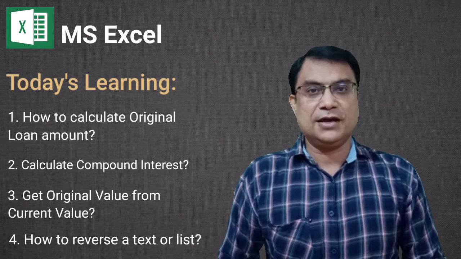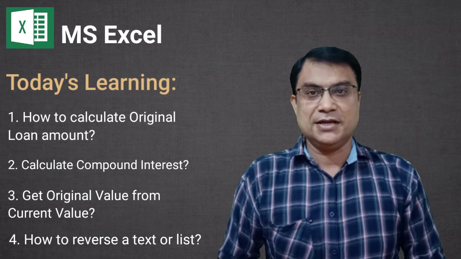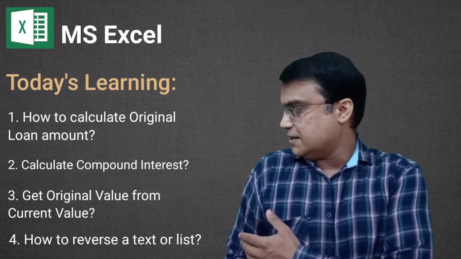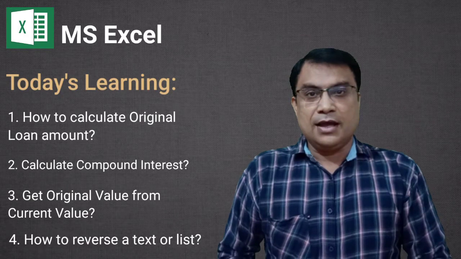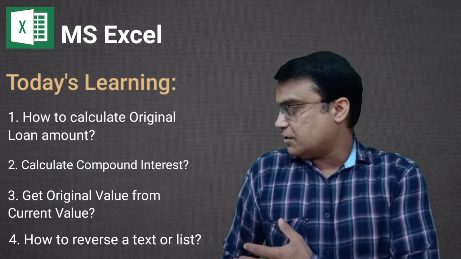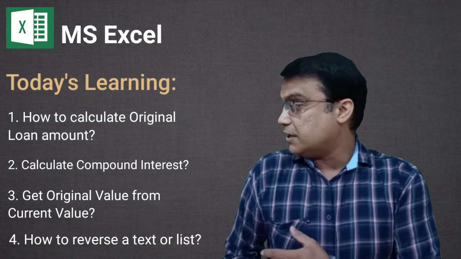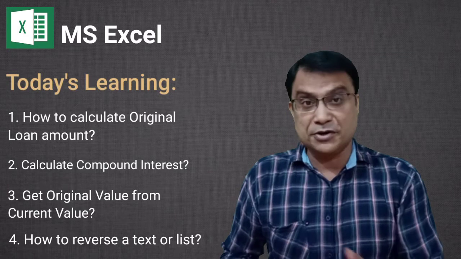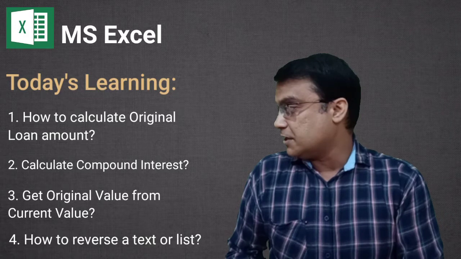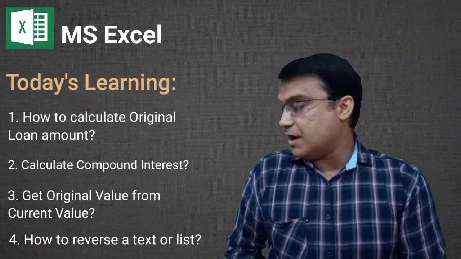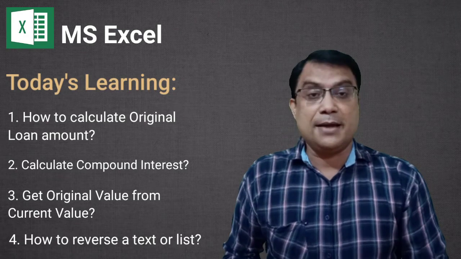In this video, we will learn some of the amazing functions related to MS Excel, which are really very useful. As you can see on your computer screen, these are the functions we are going to learn today. We will start with our first function, which is how to calculate original loan amount. Then we will move to how to calculate compound interest in MS Excel. That's pretty interesting. Quickly after that, we will move to our third point, which is how to calculate original value from current value. And in the last, we will learn how to reverse our text in MS Excel.